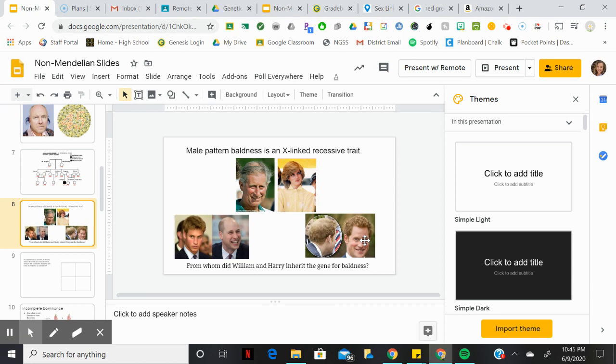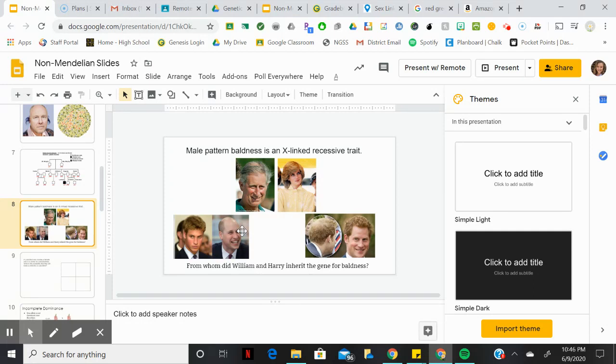So the fact that they are balding has no relation to the fact that Charles is balding. Charles is balding because of the Queen. William and Harry are balding because of Diana. Now, Diana had a full head of hair. You wouldn't think of it, but she was a carrier. She had one good copy of X, one bad copy of the balding gene, right? And when she had William and Harry, when they were conceived, she passed on her bad X in both cases.